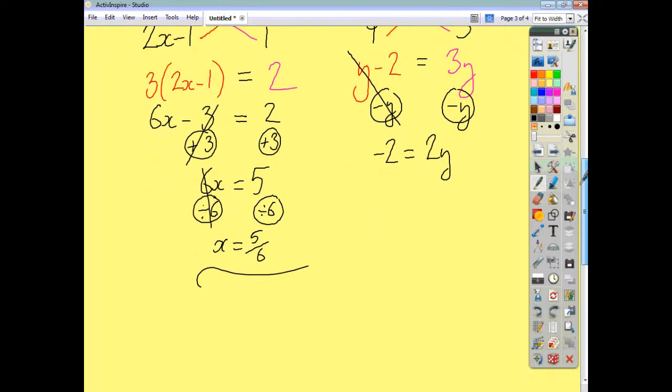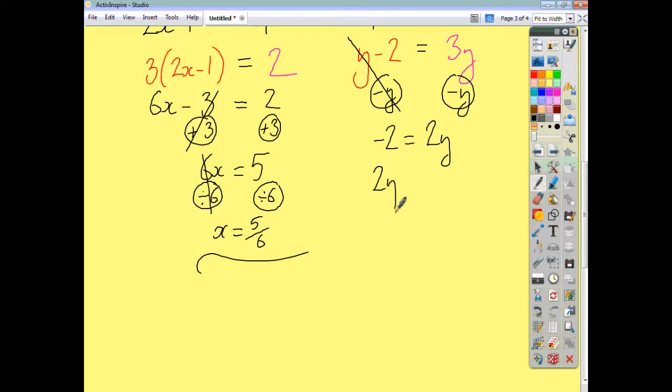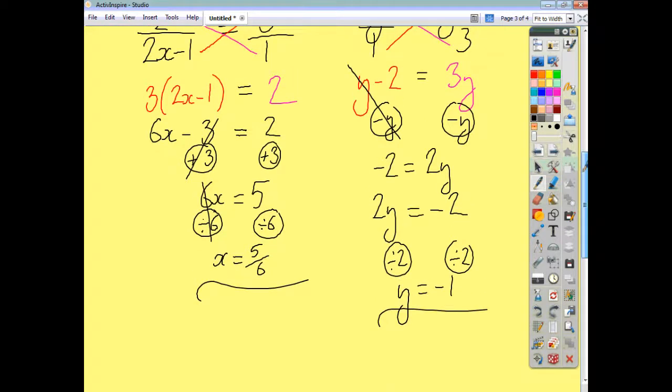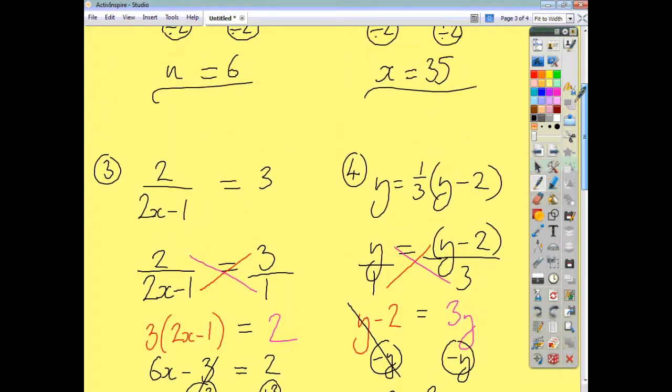Now, if the left-hand side is equal to the right-hand side, then the right-hand side is equal to the left-hand side. And then if I divide both sides by 2, we end up with a solution of y equals negative 1. Okay? So that's cross multiplication, and there you see how it can be applied.